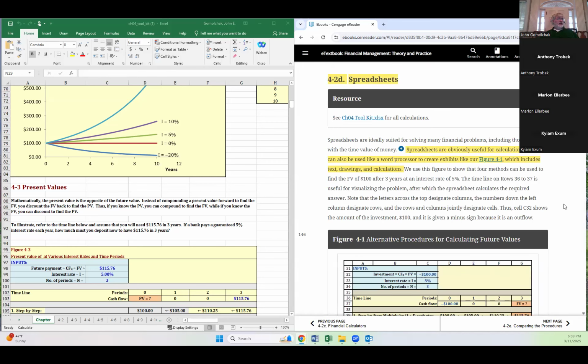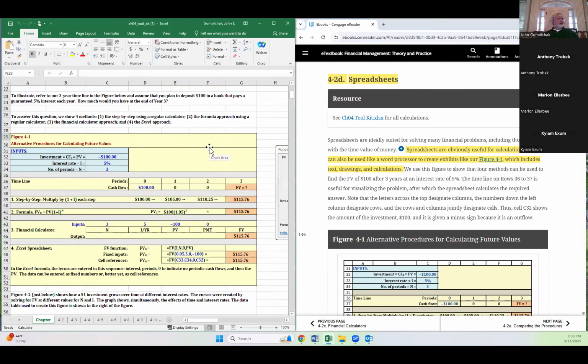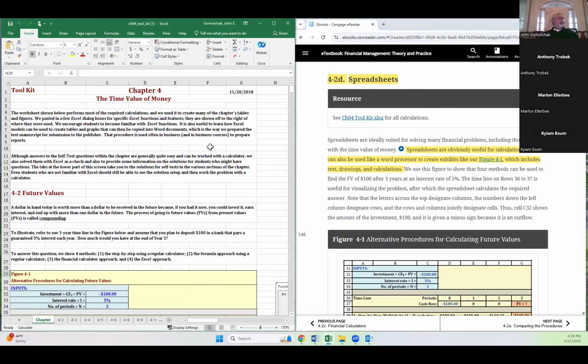So here we are at the beginning of the spreadsheet section here. Now I'm using the 16th edition because that's where I have all of my notes. I do know that hyperlink there does exist in the 17th edition, which is the one that you guys have access to. So that's it right there, Chapter 4 Toolkit for Excel. And all of the calculations that we're going to be doing are going to be over here in this Chapter 4 Time Value of Money Toolkit.